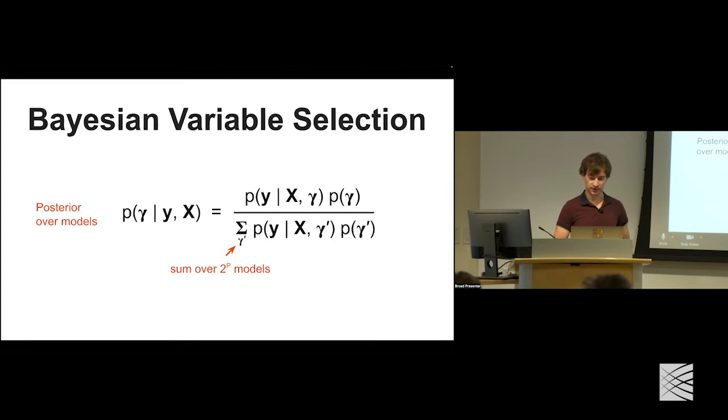It is relatively easy for most models, perhaps. But then there's a very difficult thing, which is that we would need to compute this denominator, where we sum over all 2 to the p models to turn this into a normalized posterior distribution.